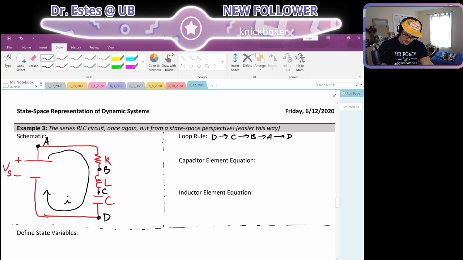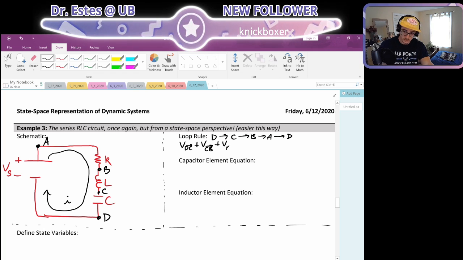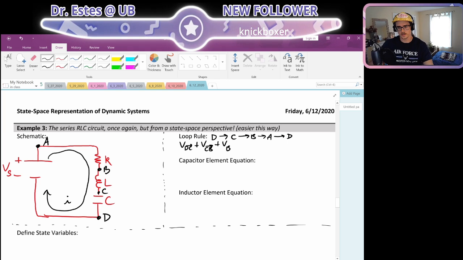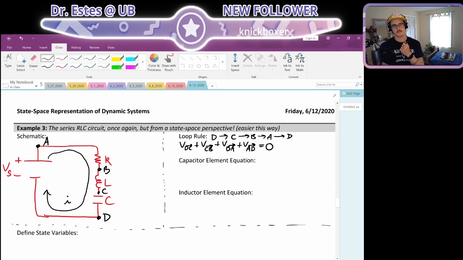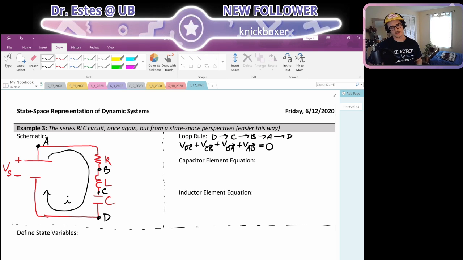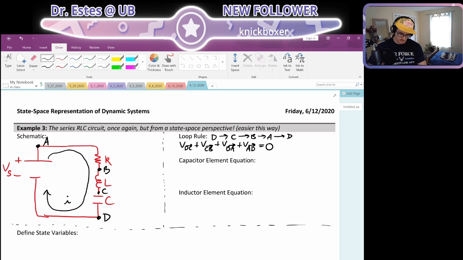Okay, so the loop rule says this. D to C plus V, C to B plus V, V, B to A plus V, A to D. All of those voltage rises and drops have to add up to 0. That's the loop rule.